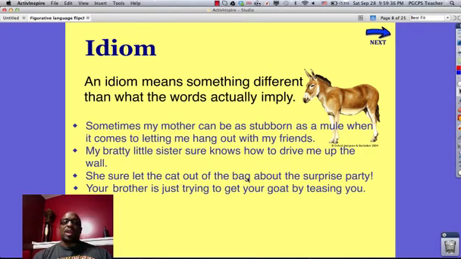She sure let the cat out of the bag about the surprise party. So again, not literally letting the cat out of the bag, but she revealed the secret. All right. Your brother's just trying to get your goat by teasing you. To get your goat means to, again, push your buttons, to get on your nerves, to bother you. I've never heard that one before, but very interesting.